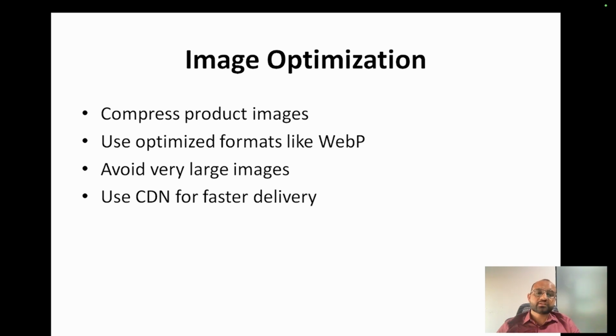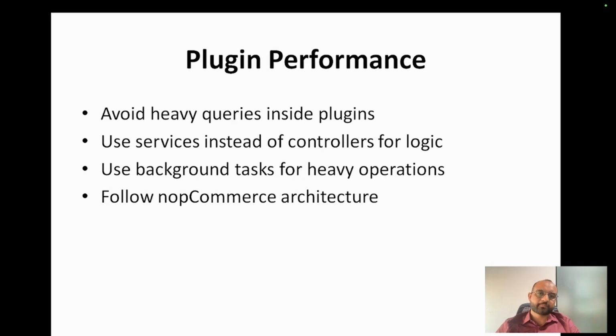That should be reduced. And use a CDN for faster delivery. You can use CDNs for the blob storage. nopCommerce also provides CDN providers for the blob storage by default, and you can configure it from the admin app settings. You can just configure the CDN URL, and all the images will come from the CDN instead of your local server. That will be a faster improvement as well.